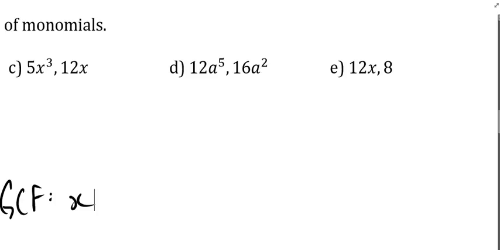So, does anybody have it for D? Go ahead, Brianna. 4a squared. And if I was going to check that answer, I'd ask, is there anything bigger that goes into 12 and 16? Anything bigger than 4? No. Like, what about 6? No, 6 doesn't go into 16. What about 8? No, 8 doesn't go into 12, right? So it's got to go into both. And then a squared is the smallest exponent. So that's what we pick.